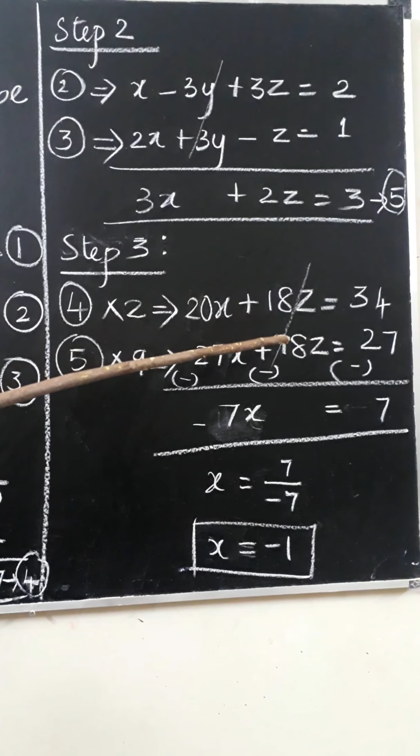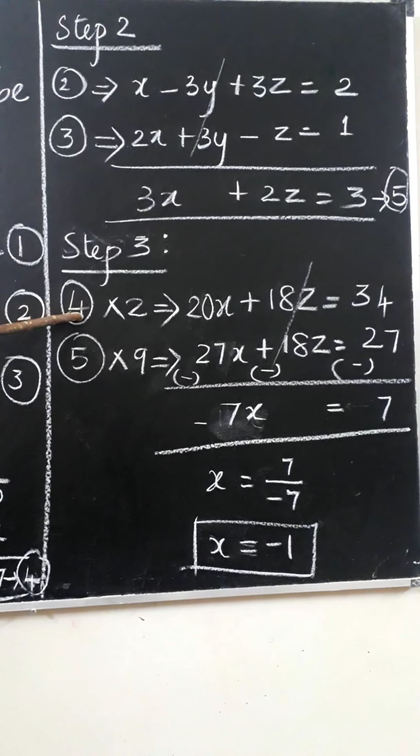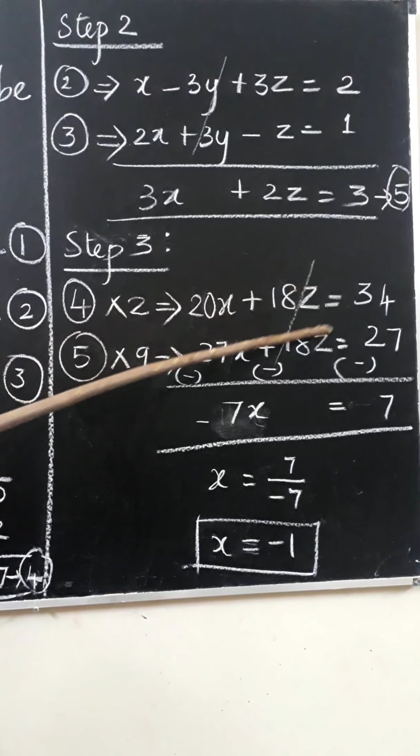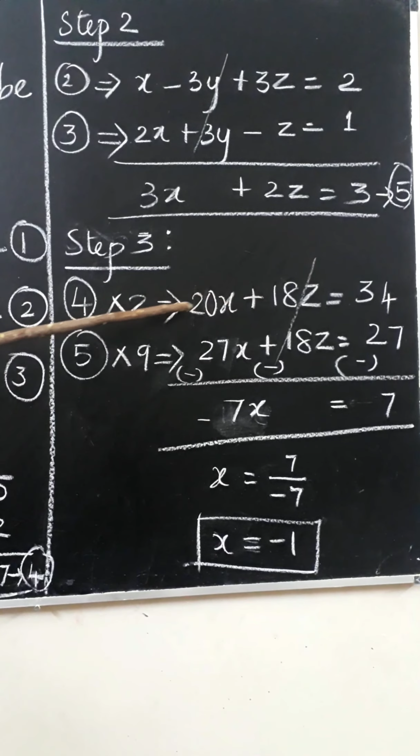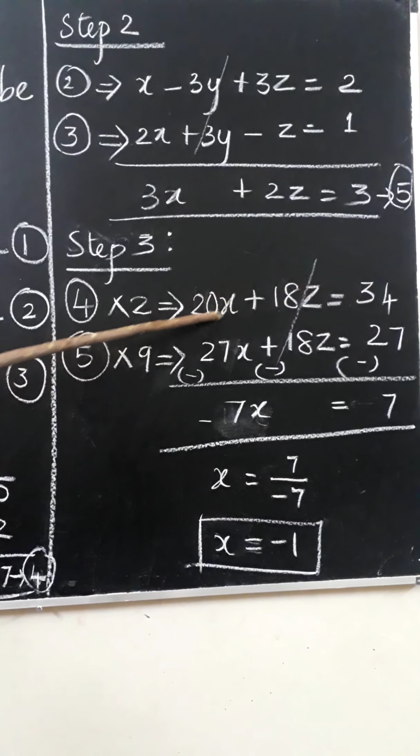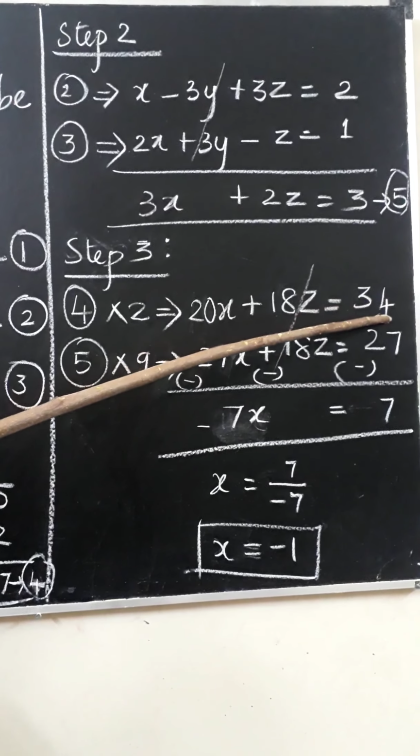LCM of them is 18. So multiply the fourth equation by 2 to change the z as 18. So all the terms should be multiplied by 2. It gives 20x plus 18z is equal to 34.